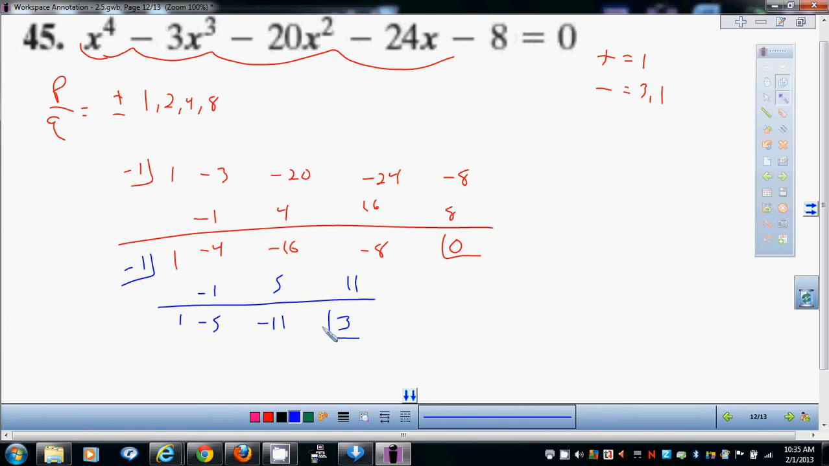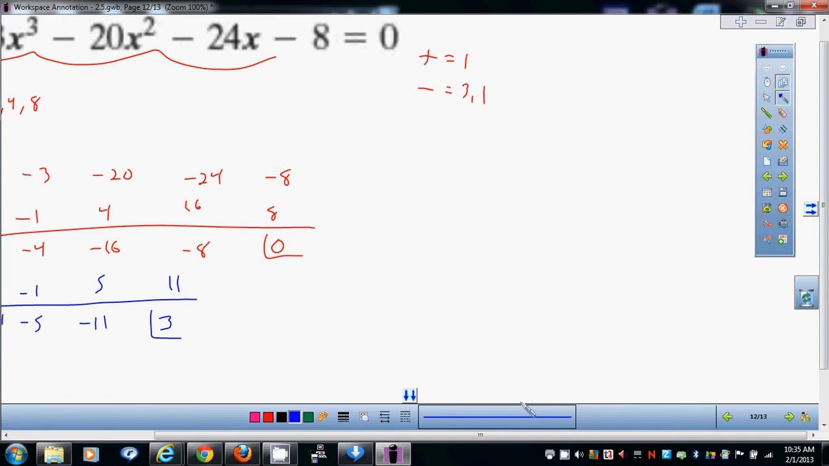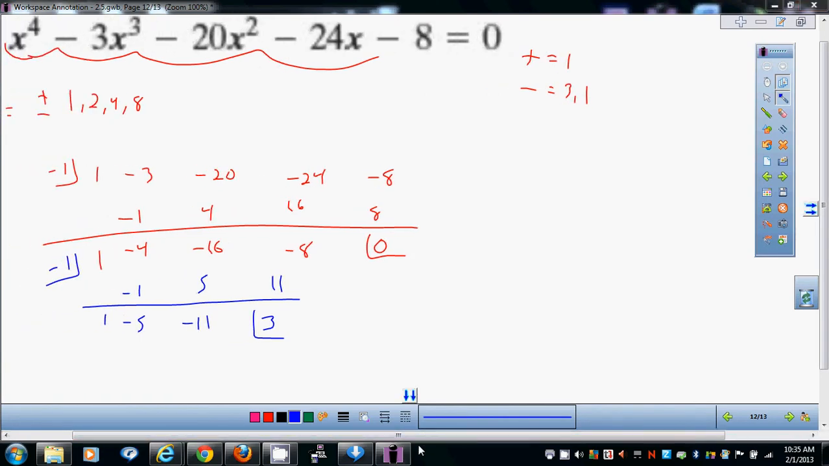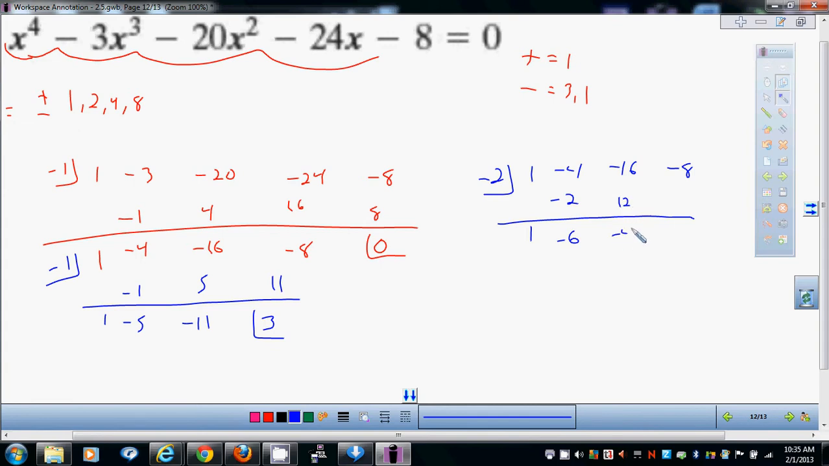Let's try negative 2 this time with 1, negative 4, 16. Again, still using the depressed polynomial because I've already factored one thing out of it. Drop the 1, multiply, add, multiply. Oh yeah, this was lucky. I happened to find it quickly. There will be some that you have to work through 10 or 11 before you find one. That's just the way it is. Still not as bad as it used to be.